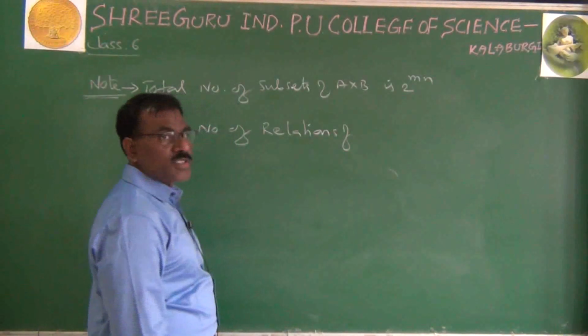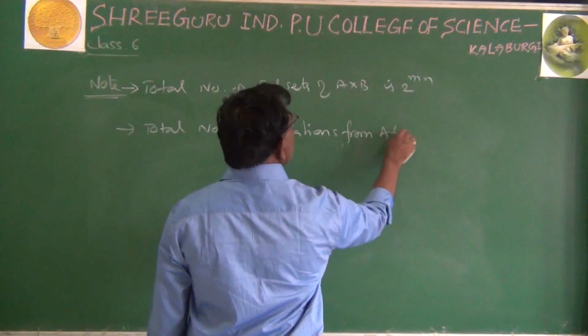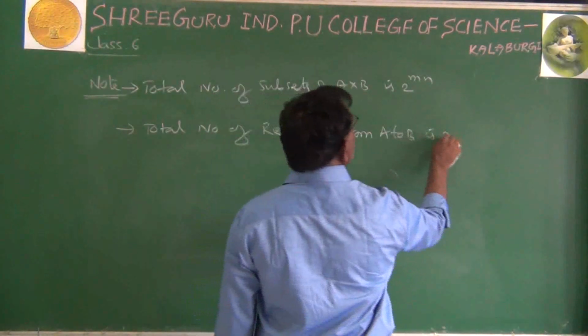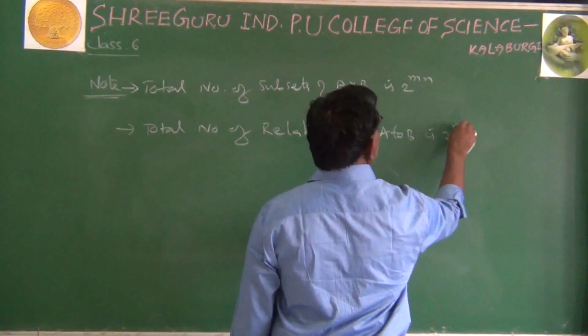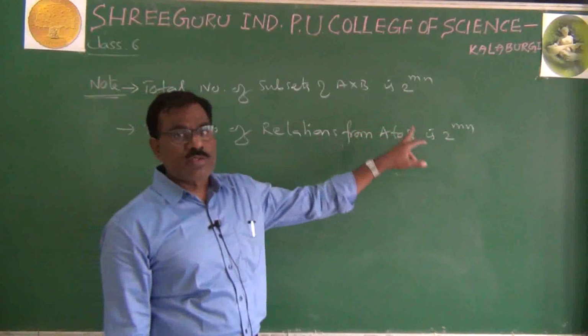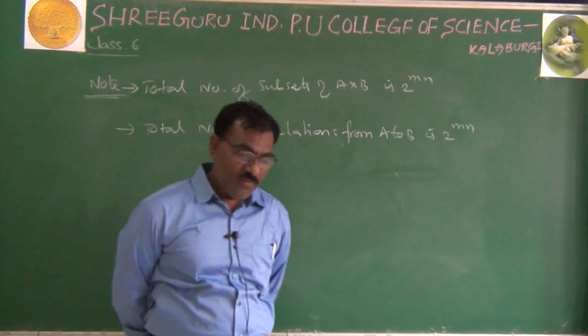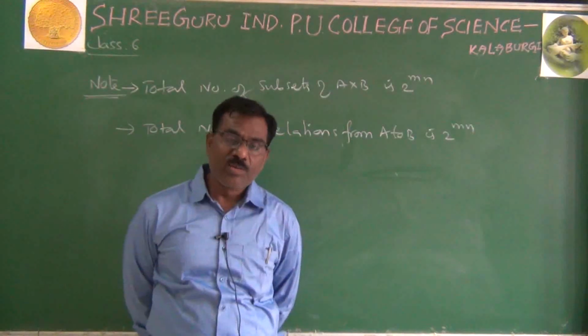Total number of relations from A to B is 2 to the power mn. Whatever the subset of A cross B is the same as the number of relations from it. What is the number of relations from set A to set B?